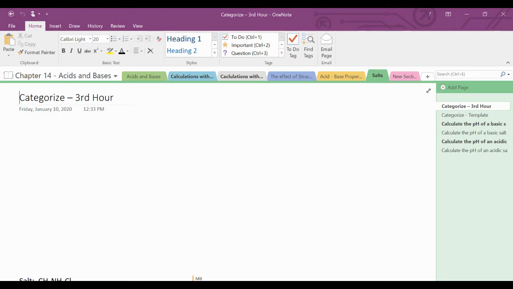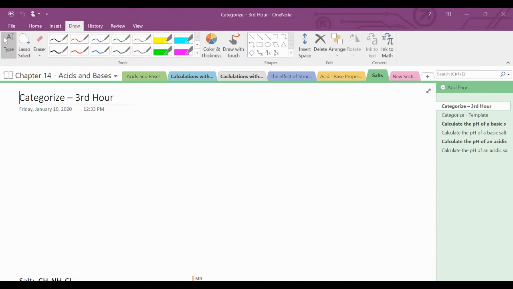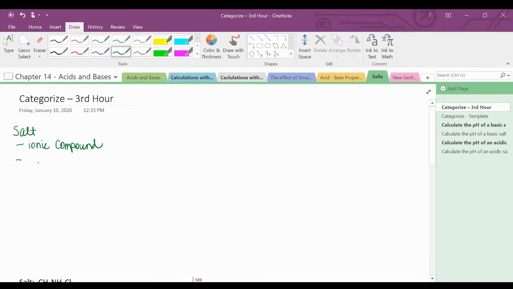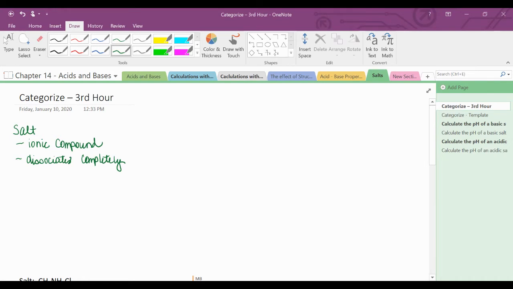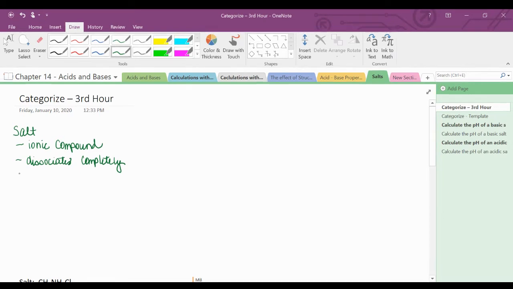So let's simply start by defining a salt, as kind of a review of what we should know. In chemistry, the term salt refers to any ionic compound. We should know that a salt will dissociate completely in water. And the new part we're going to learn today is that the ions produced from a salt can behave as an acid or a base.